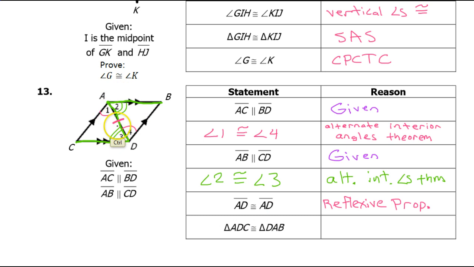I see I have two angles and a side. So the question is, is this going to be angle, angle, side, or angle, side, angle? Both of these involve two angles and a side. Well, it depends on whether the side is between the two angles. If the side is between, then it'll be angle, side, angle. If the side is not between the angles, it'll be angle, angle, side. This side is in fact between the two angles. That's why the triangles are congruent by angle, side, angle.